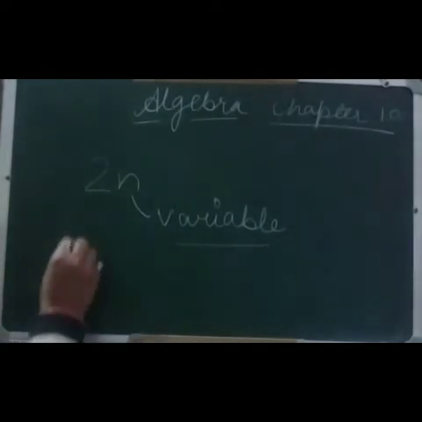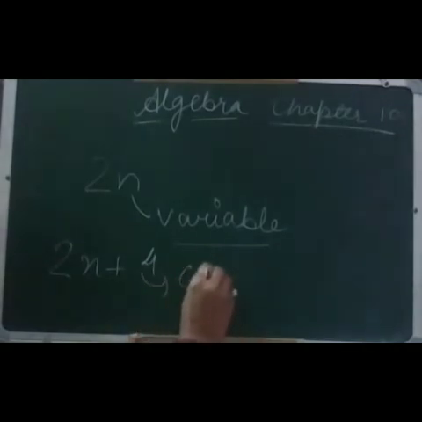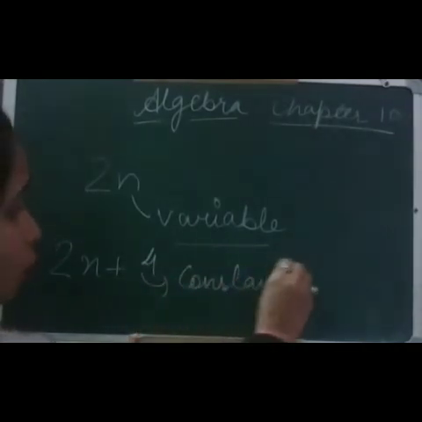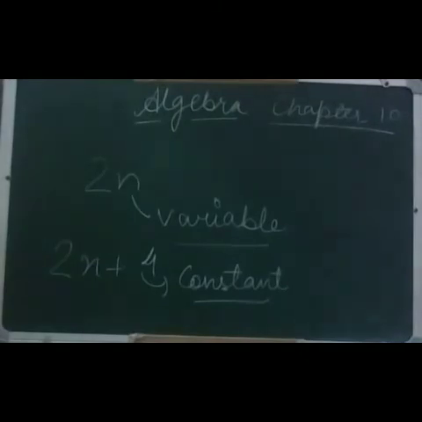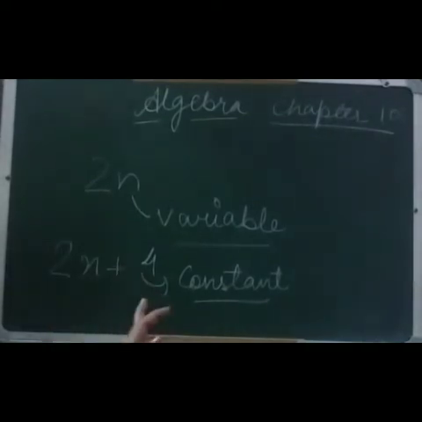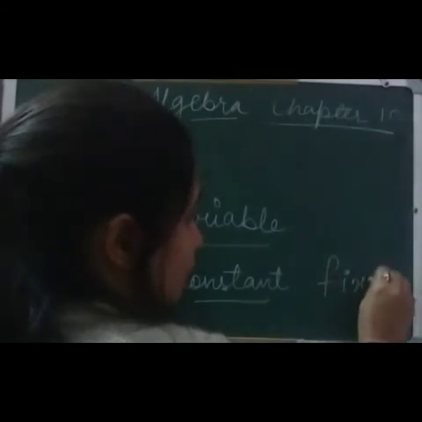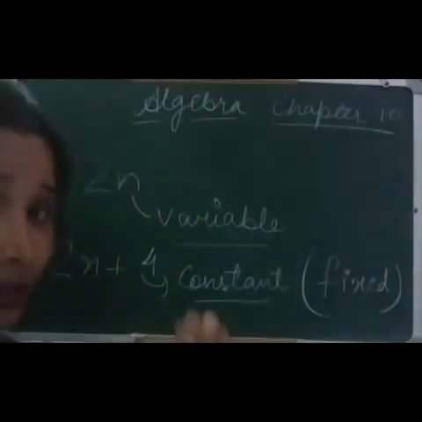Second, suppose I am writing 2n plus 4. Here this 4 is a constant. What do you mean by constant? Constant means its value remains unchanged. We cannot change the value of 4. 4 has its value, that is 4. We cannot substitute in this 4. This cannot be varied. It is a constant, so its value is fixed. Constant means fixed. Get it?